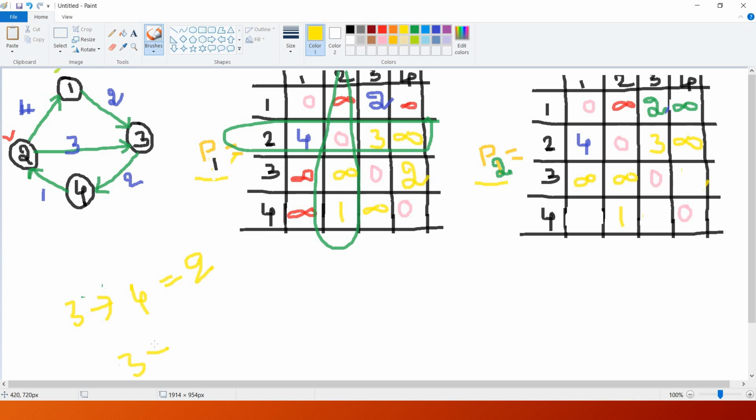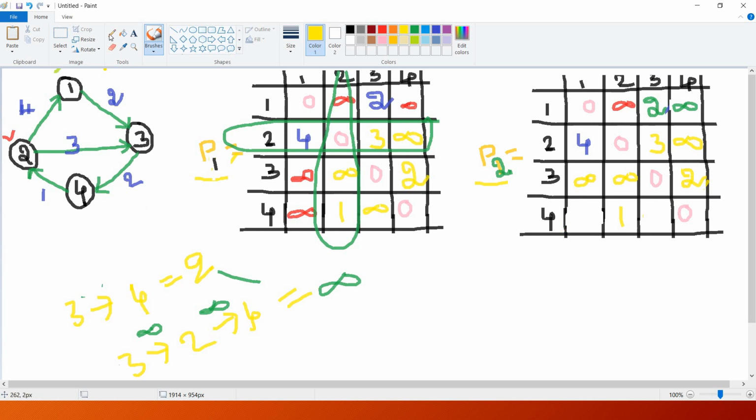Okay, so 2 as intermediate vertex, 3 to 2, 2 to 4, we have to find it out. 3 to 2 is of cost infinite. 2 to 4 is of cost infinite. So ultimately we'll get infinite. Infinity and 2, which is minimum? So 2 is minimum, right? So 2 will remain same.